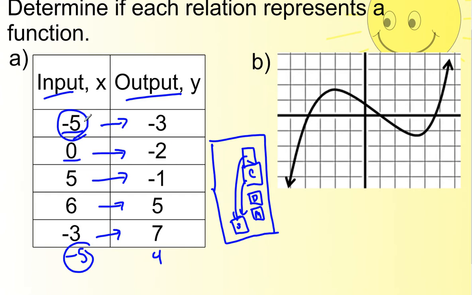If we have this input with two different outputs, that would not be a function. Okay? But the way the problem starts, this is a function. So is this a function? Yes, it is a function because each input has one output.